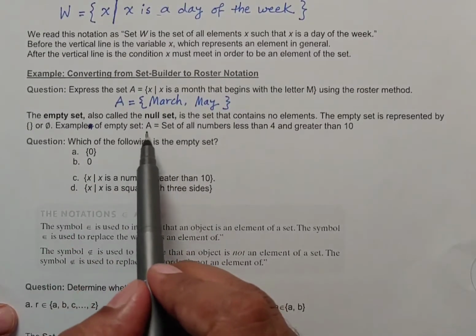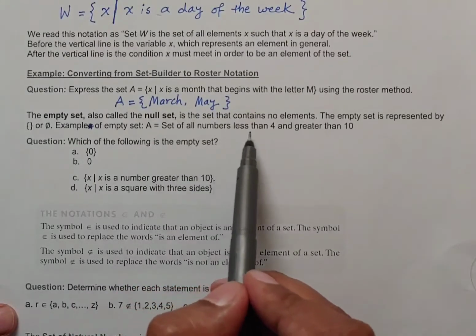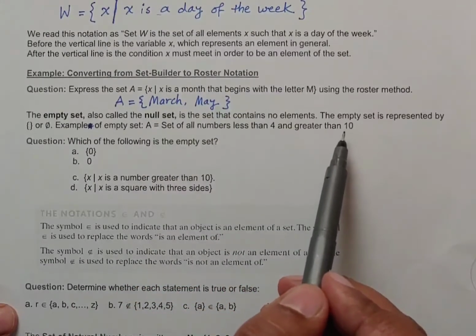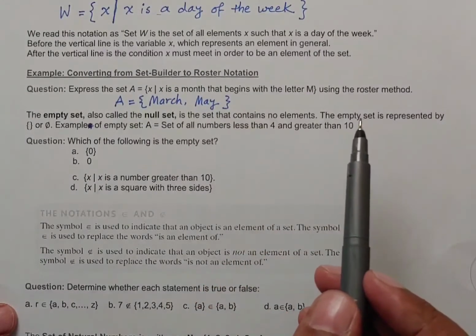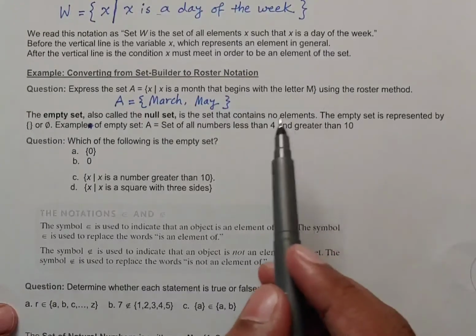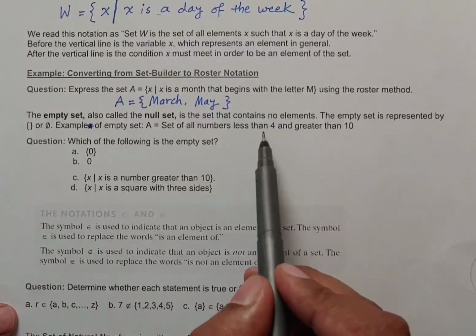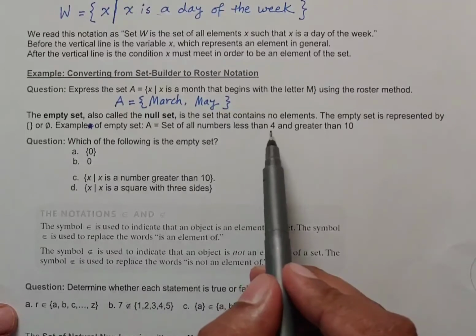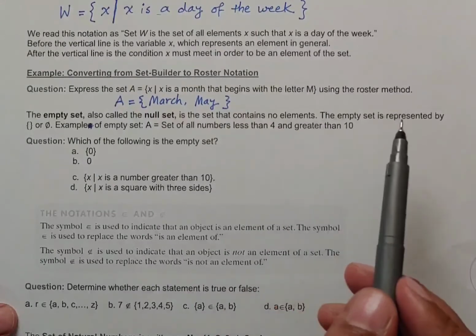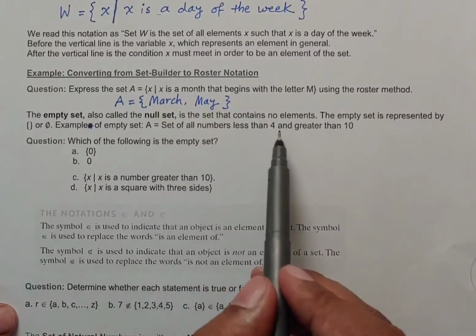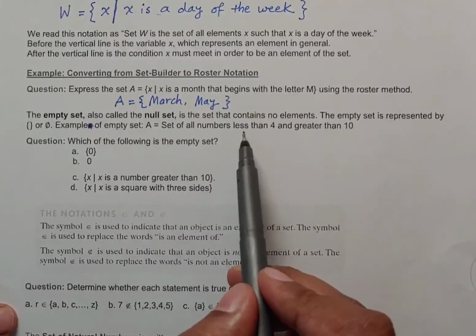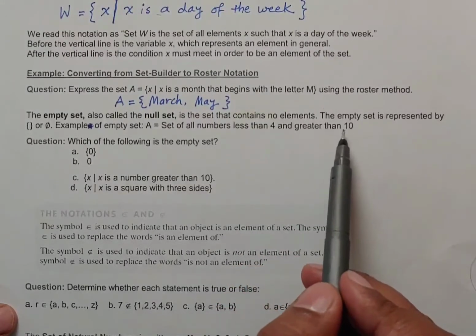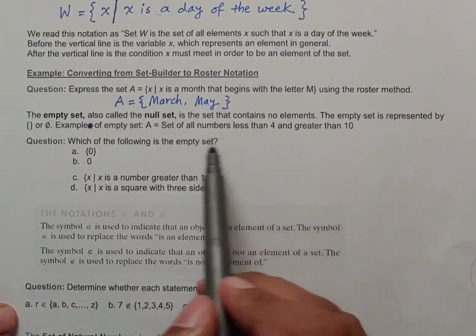Okay, set A is a set of all numbers less than 4 and greater than 10. So there is no number which is less than 4 and greater than 10, right? There are some numbers in between 4 and 10, but there is no number that is less than 4 and also greater than 10. We cannot get any number which satisfies both conditions, so it is an empty set.